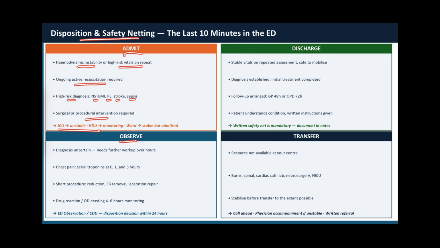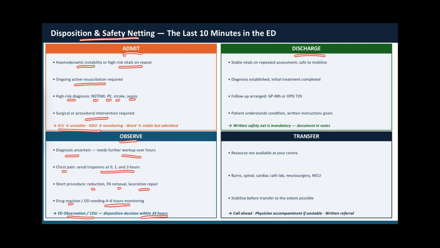Whom do we observe? If the diagnosis is uncertain and needs further workup over hours. For example, any patient with chest pain, we need to do serial troponins or high sensitivity troponins at regular intervals. Also for short procedures like reduction, foreign body removal, and laceration repair, and for drug reactions or overdoses needing 4 to 6 hours of monitoring. Here, you do the ED observation or the CDU observation, and the disposition decision must be taken within 24 hours.